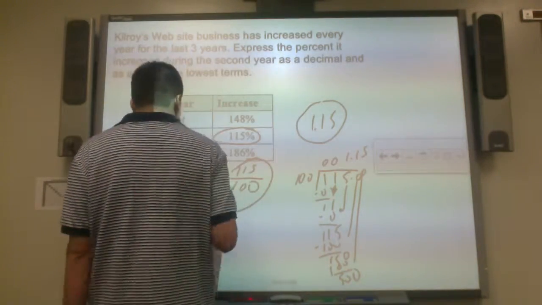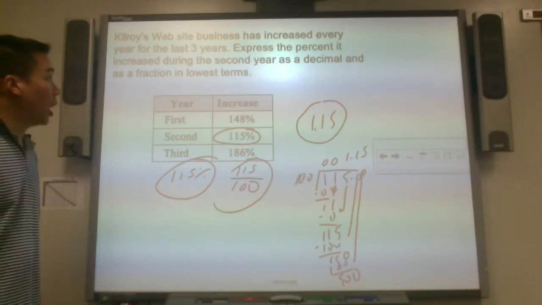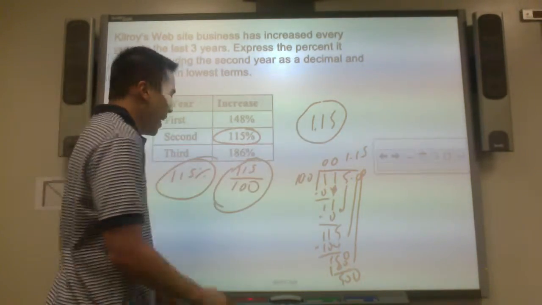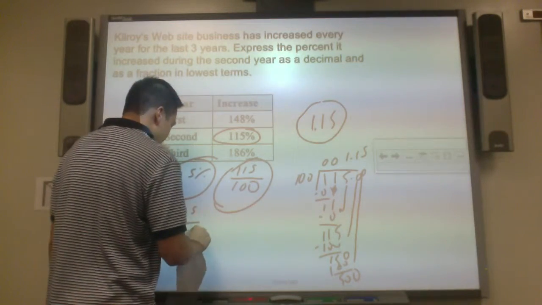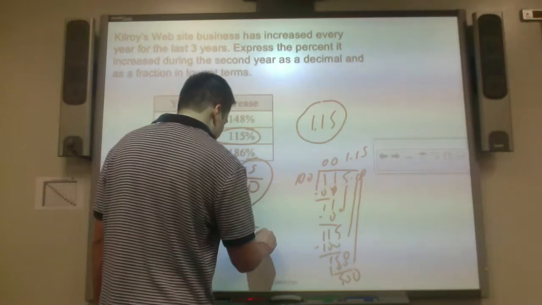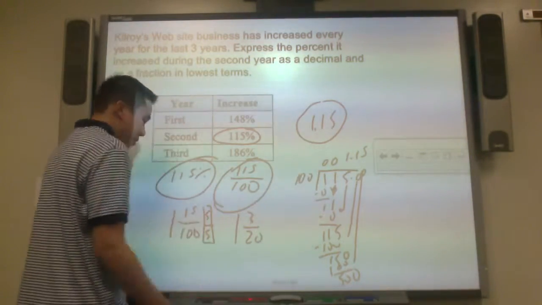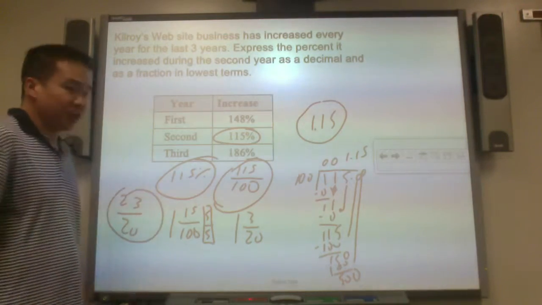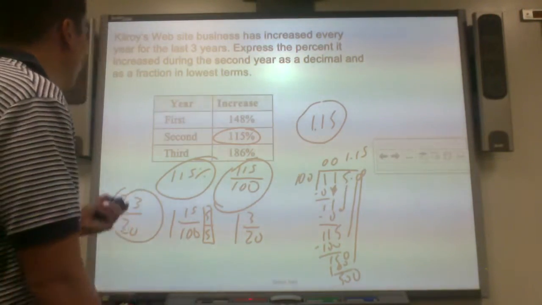Here's the fraction, and here's the percent. We could express it another way. 1 and 15/100. We simplify by dividing by 5: 1 and 3/20. So all of these mean the same thing. Also 23/20 is another fraction it could be. All of these mean the exact same thing.